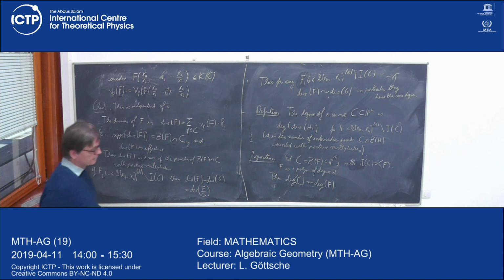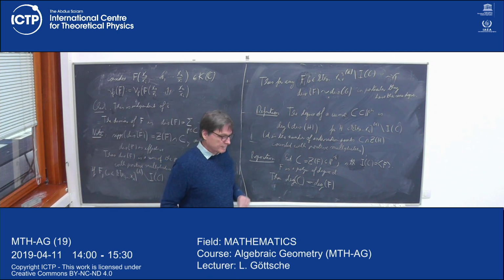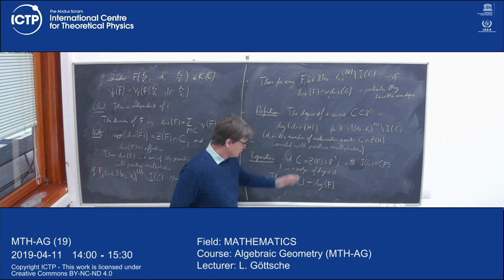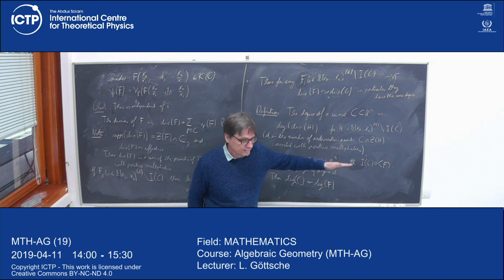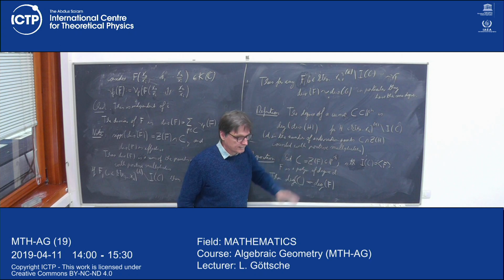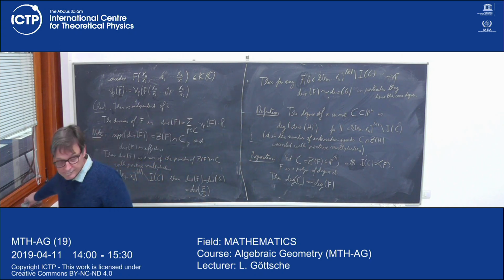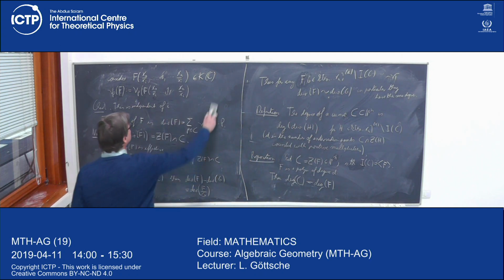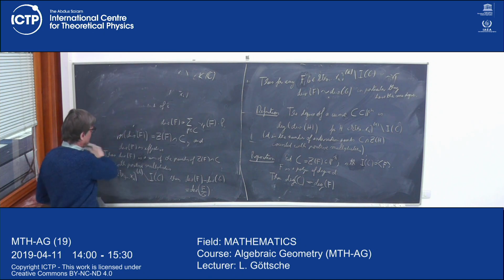Okay, so that means, if you wish, it's a special case of Bezout's theorem. The number of intersection points of a curve with a line is equal to the degree of the curve, I mean of the polynomial defining the curve. So let's see whether we can prove that.